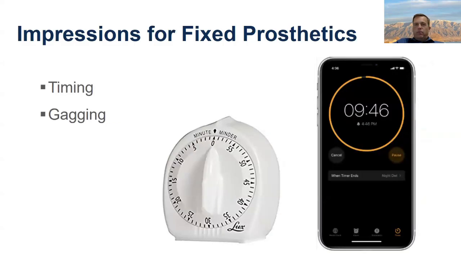Timing and gagging. I feel like timing is something that is sometimes overlooked. Again, like we talked about, when you're doing a four-handed technique, you want to make sure, I've seen offices that say 3, 2, 1, go, and they both start expressing the material at the same time. You want to make sure, again, that you're using matched materials. And then most of your impression materials are going to have a working time and a set time. You want to make sure that it's in the mouth, stable, not moving by the end of the working time, and then just hold the time for setting.